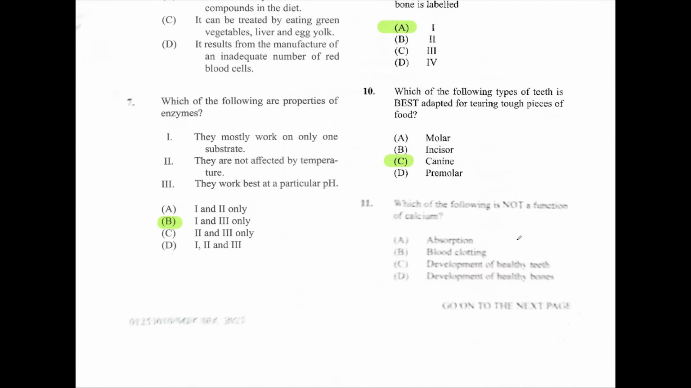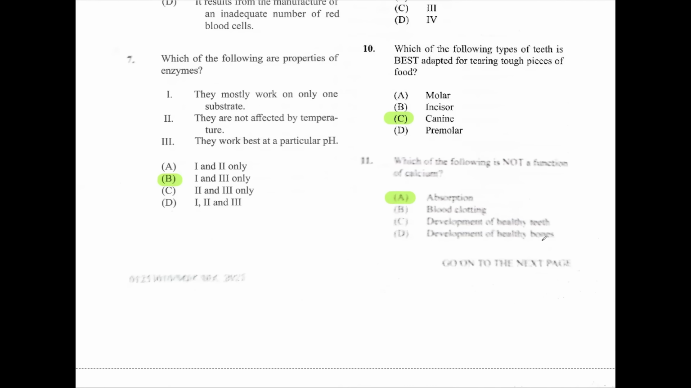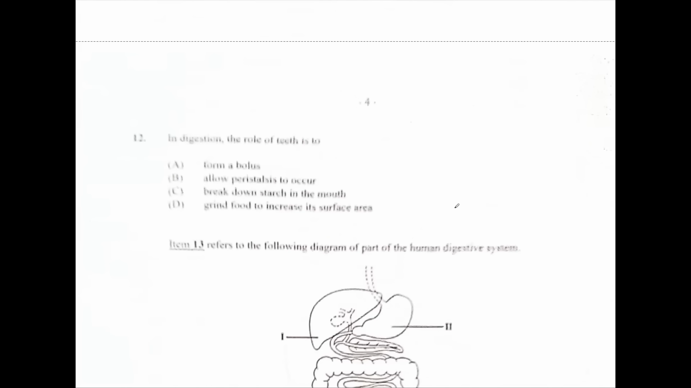Which of the following is not a function of calcium? For question 11, is it absorption, blood clotting, development of healthy teeth, development of healthy bones? And not a function, we are going with it is responsible for blood clotting, it is responsible for teeth, it is responsible for bones. So the absorption, A, is the answer.